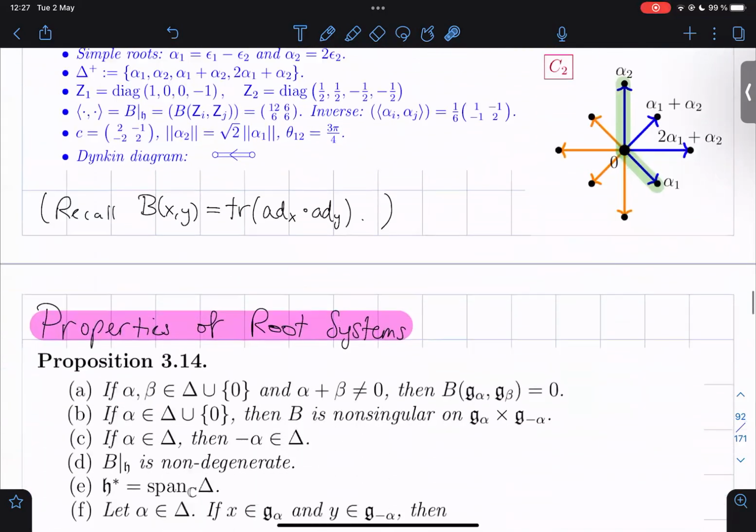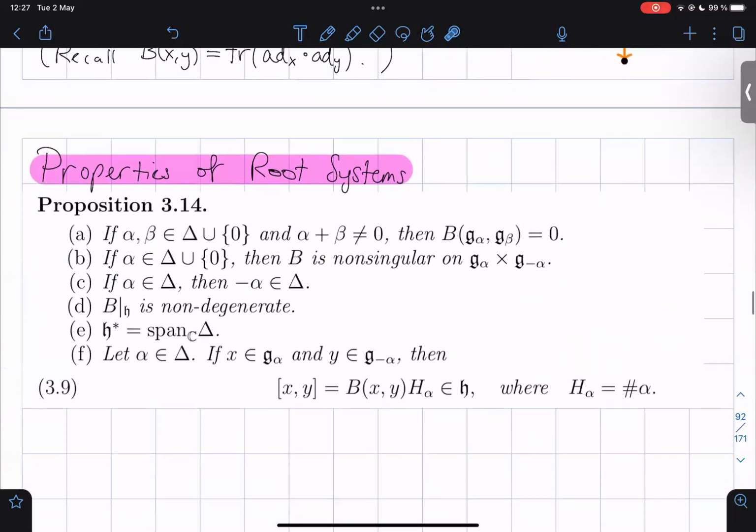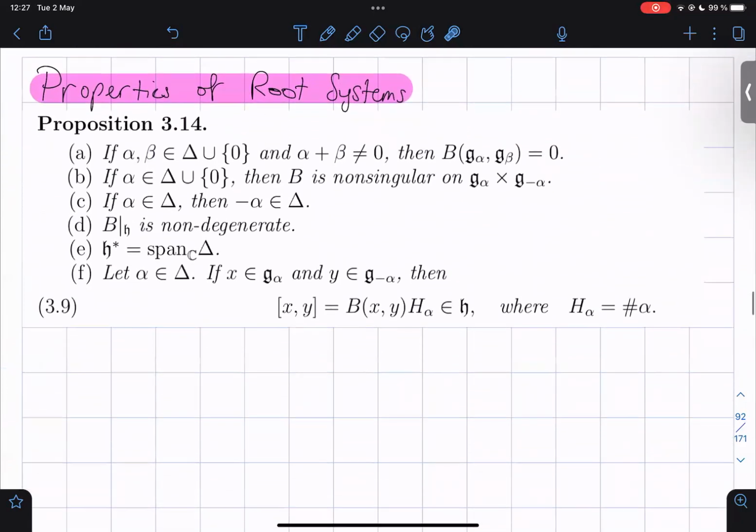Okay, so I want to go in this first hour to properties of root systems. All of these are not difficult to prove, and we're going to do it right now. But the end goal here is to be able to talk about the existence of these SL2 triples, which were a running theme in several of these lectures. So let's go through some of these properties.